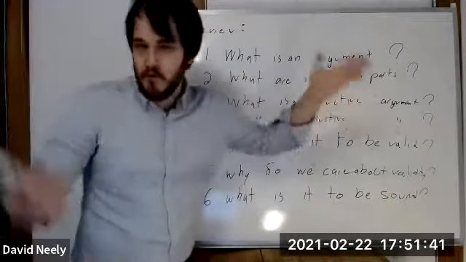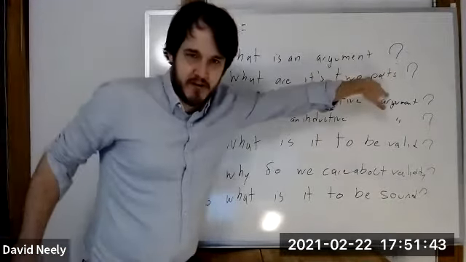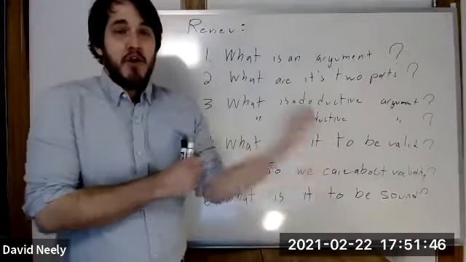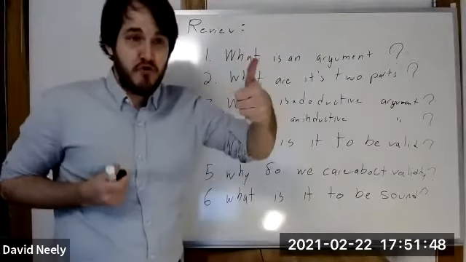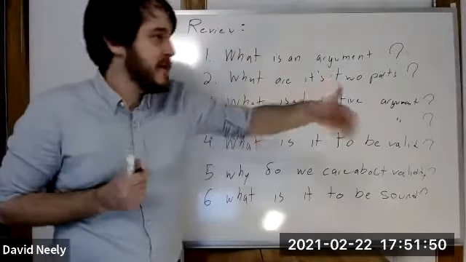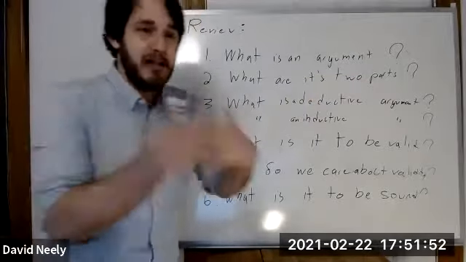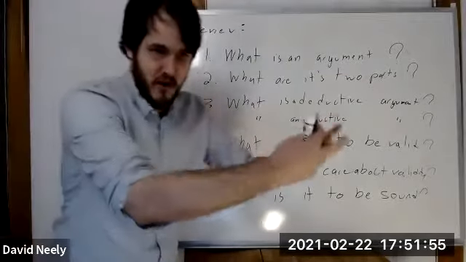And what are the two parts of it? Well, we just got the answer: premises and conclusion. So the premises are the things that are true or false that you start with, and the conclusion is the new knowledge that you gain, the new truth that you're trying to reach.